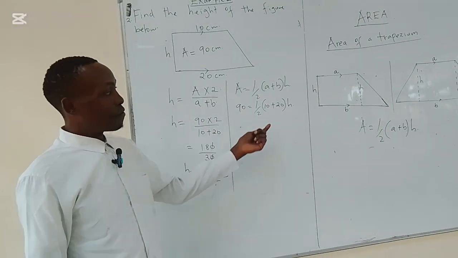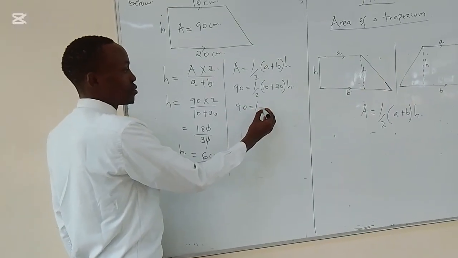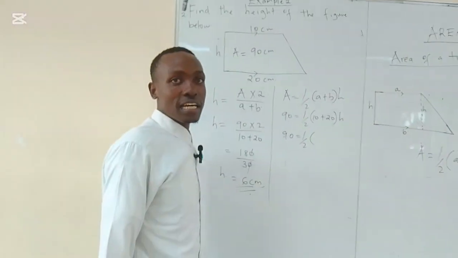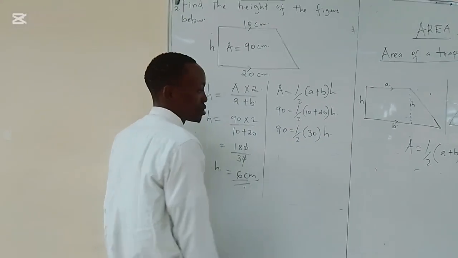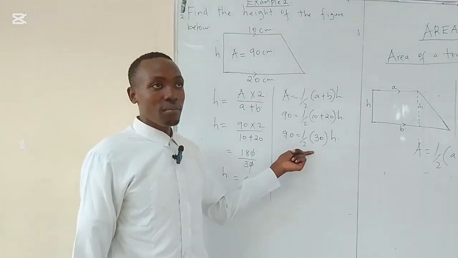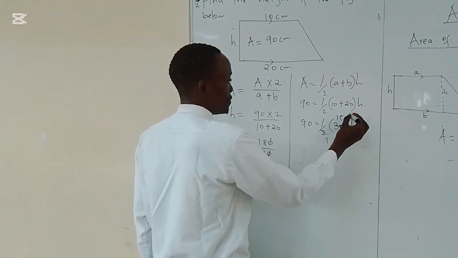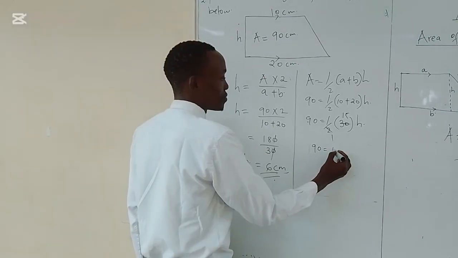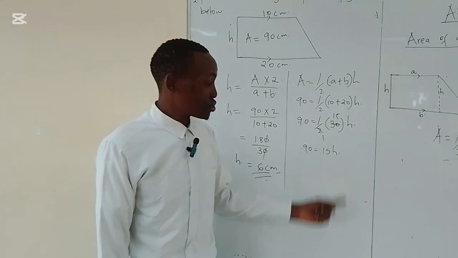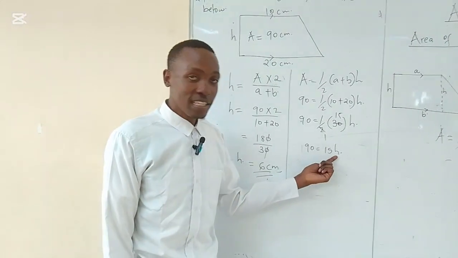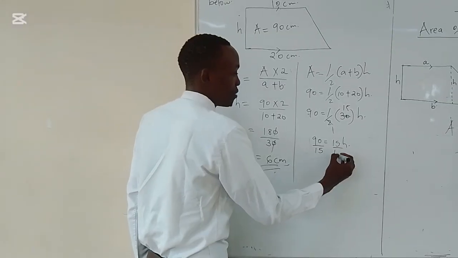Okay? Start by finding the values inside the bracket. So 90 is equal to half. Inside the bracket, we have 10 plus 20. So 10 plus 20 is 30, then H. Now we can simplify here by simplifying 2 and 30. So by 2, 1, by 2, 15. So 90 is the same as 15 H. So I want to remain with H. So for you to remain with H, which is the height, you need to divide both sides by 15.